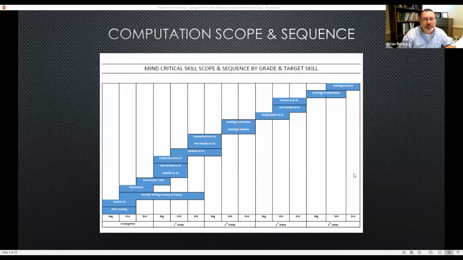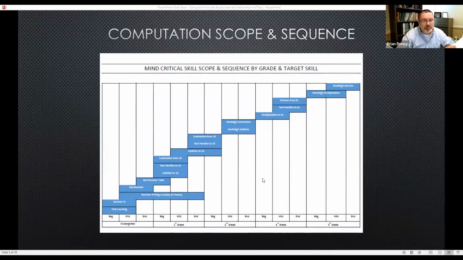Okay, here's the computation scope and sequence. I go over this because one of the big challenges for math teachers or elementary teachers teaching math is that you're expected to teach everything under the sun. It's a mile wide and an inch deep, and it gets very difficult, especially for students that lack sufficient prior knowledge coming into your grade. One of the things I always preach is that we need to do a better job of figuring out what we need to teach and when we need to teach it, and what those keystone skills, those foundational pieces are that every kid needs to get.